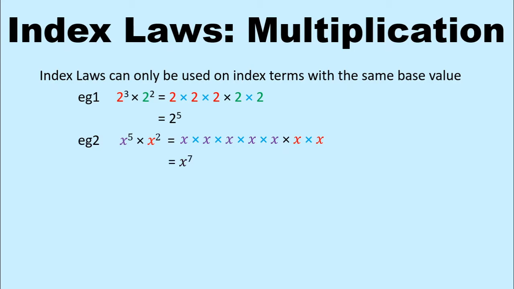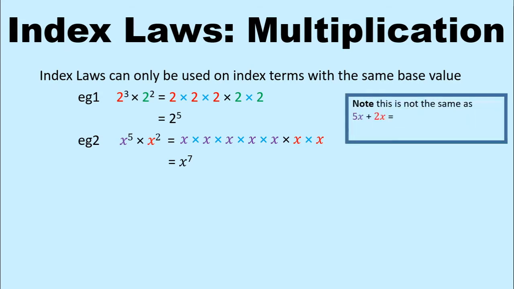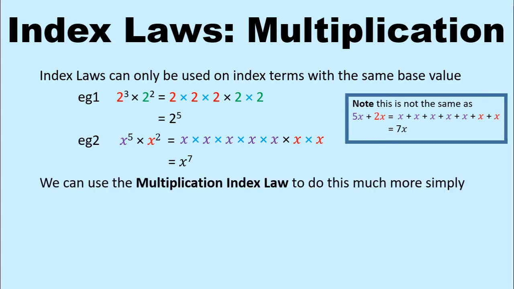I hope you've noticed that this is not the same thing as 5x plus 2x. Obviously, it's not the same, but it's a very common mistake that people make. 5x plus 2x would be 5 x's added together, plus another 2 x's added on. That would be 7 x's added together. So although they're not the same thing, you can see the similarities of maybe why people get these confused.